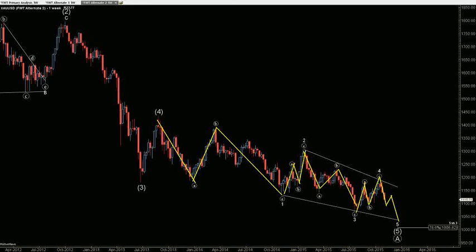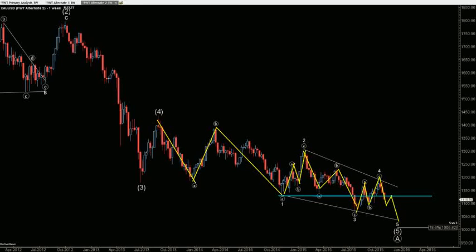Wave 3 has to come down beyond the end of wave 1, but it must be shorter than wave 1. So 3 has to be shorter than 1. Wave 4 must come back up and overlap this low of wave 1, and we can see it does come back above it. So this is different from an impulse where you have to have no overlap.